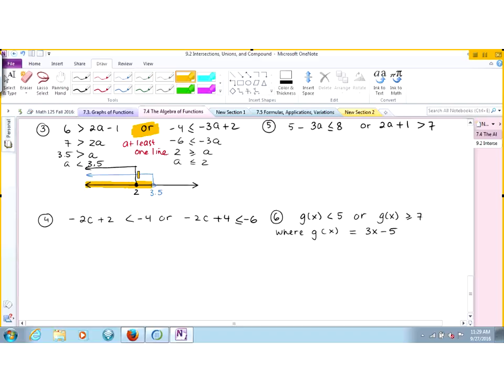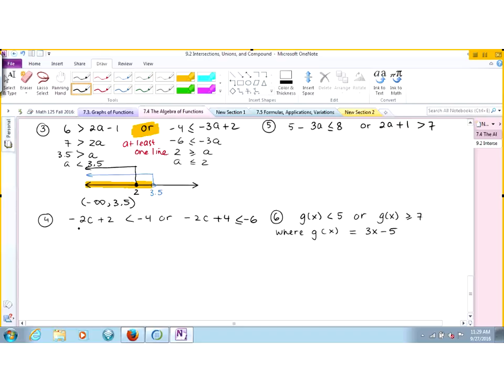So your solution is everything here, and what is that? Negative infinity all the way to 3.5. Does that make sense? So at least one line can either be 1 or 2. So you have one interval here. So far so good? Okay.